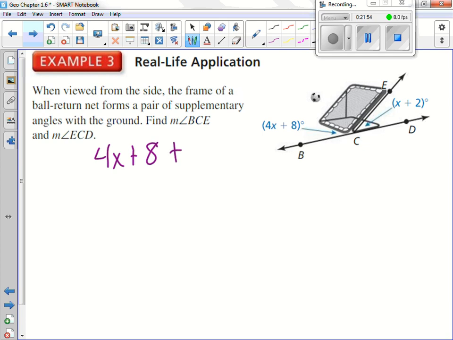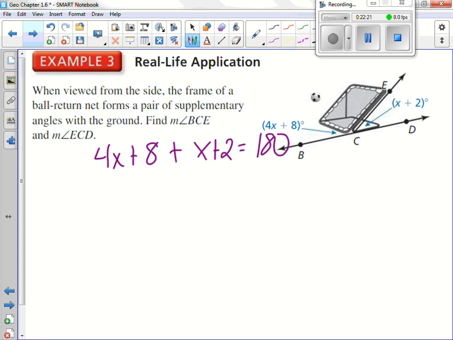4x plus 8, and the other is? And what do we say? They add up to be? So even though we don't have numbers this time like we did on the last few, they still add up to be 180. So what we've written now is an equation where we're solving for the value of x, yes? Any questions on how we set this up? We good with setting this up?